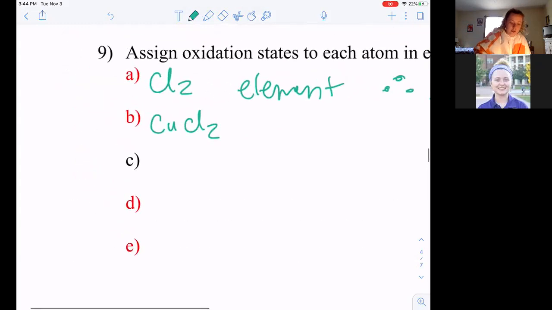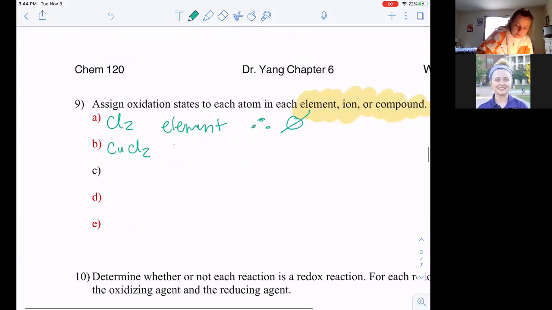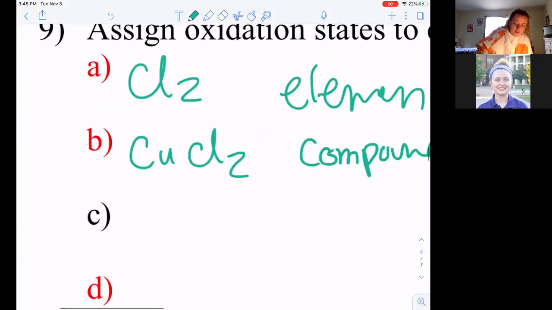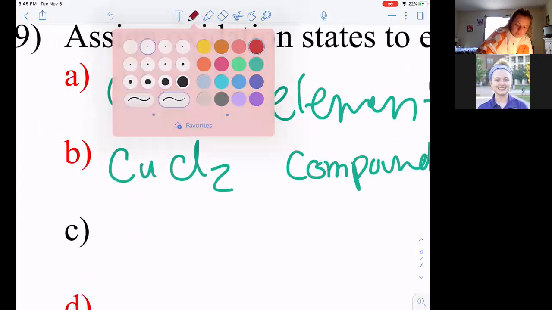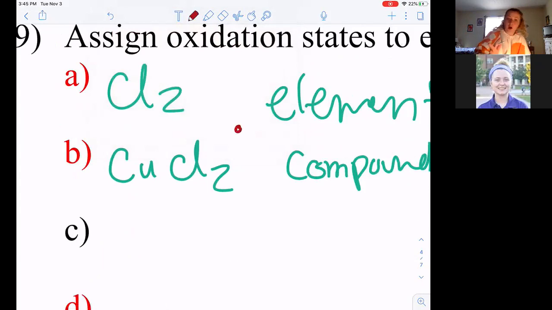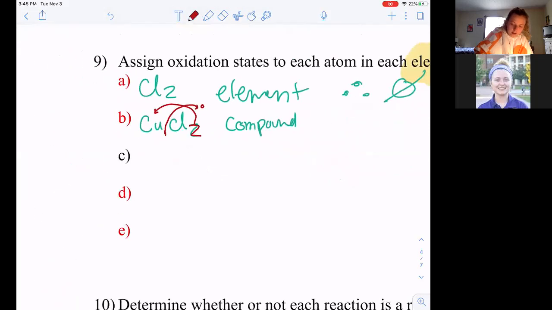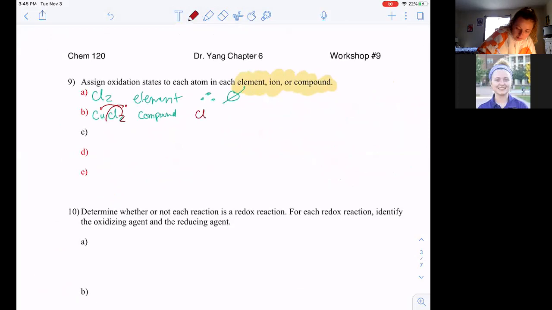So let's zoom this in. This is also a compound. There's an imaginary 0 there, no charge overall. We can bring this 2 up because the 2 belongs to the copper. This 1 here on the copper belongs to the chlorine. So you would know that the chlorine is equal to a -1 and the copper is equal to a +2.